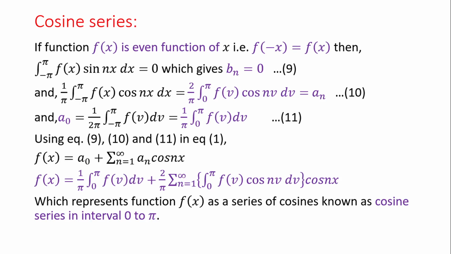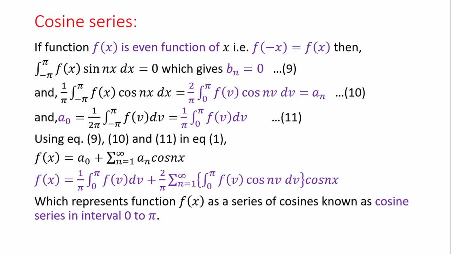And the integral 1 by pi, minus pi to pi, of f(v) sin nv dv, that is Bn, survives. If we convert the integration from minus pi to plus pi to 0 to pi, it will be 2 by pi times the integral 0 to pi of f(v) sin nv dv, which is Bn. So a0 equal to 0, an equal to 0, and only Bn remains.